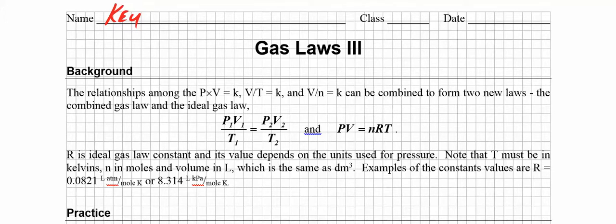So let's just talk a little bit about the gas constant. R is the ideal gas law constant, and its value depends on the units used for pressure. Note that T must be in kelvins, n is in moles, and volume is in liters, which is the same thing as a cubic decimeter. So keep that in mind. A liter and a cubic decimeter are the same thing. Examples of the constant's values are R equal to 0.0821 liter atmospheres per mole per degree Kelvin, or you can write it as 8.314 liter kilopascals per mole per degree Kelvin. Either way is fine, depending on the units that you're using.